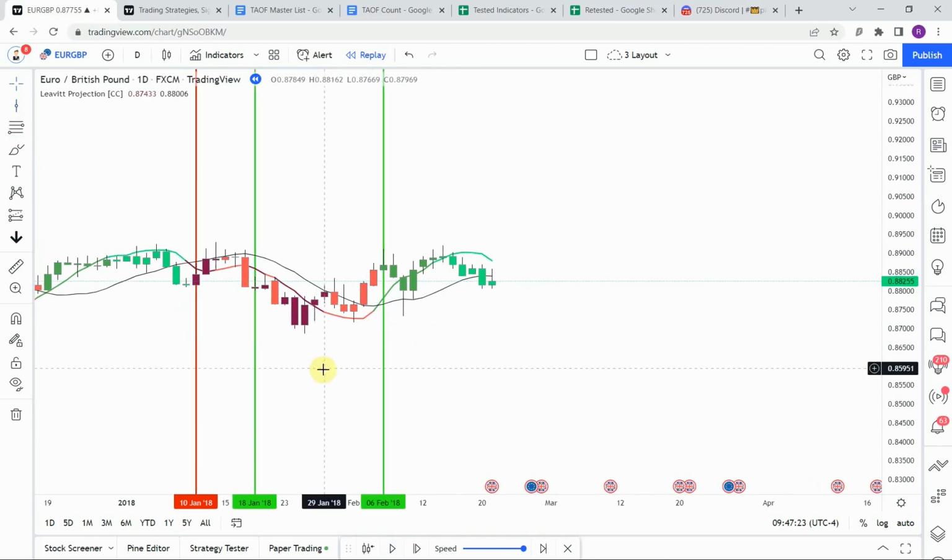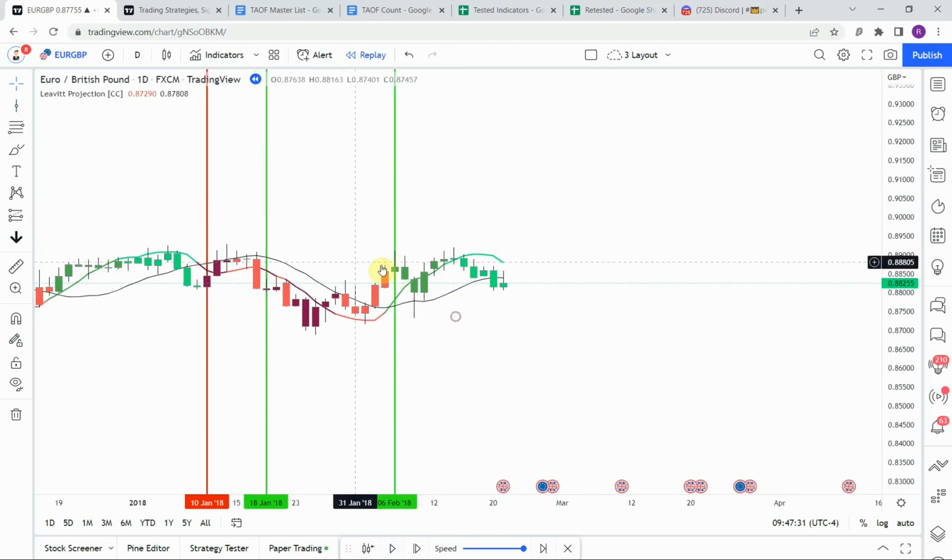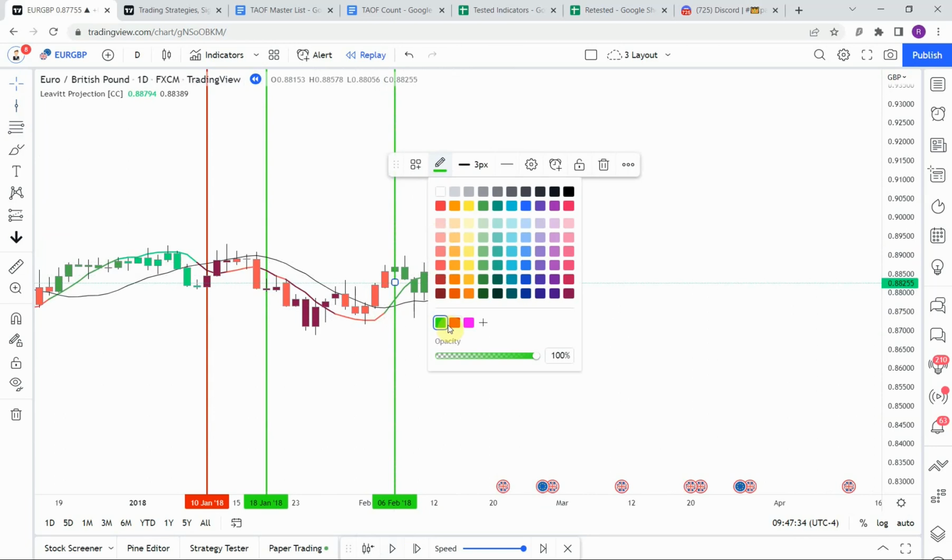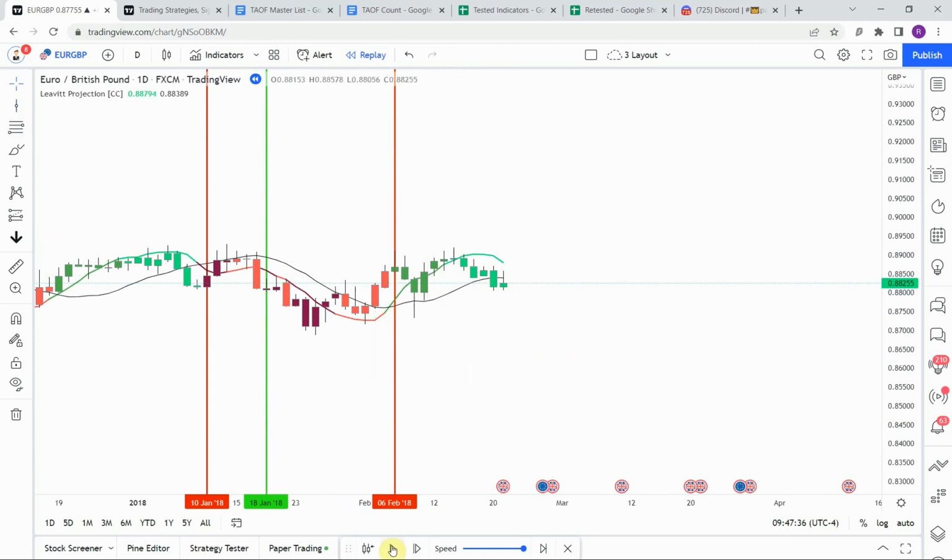All right, we then pick up the dark green color right here for a long, and again, pretty much immediately we roll over and push to the downside there, and that one does come down and stop us out. Let's go ahead and continue on.